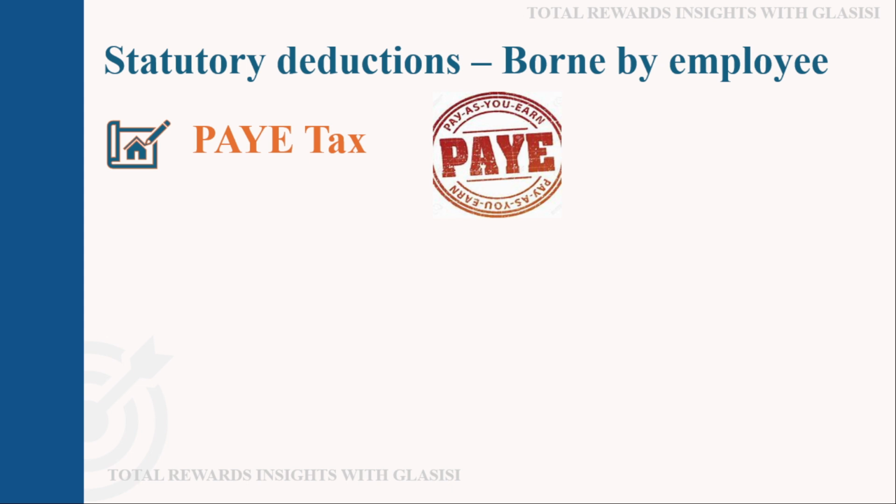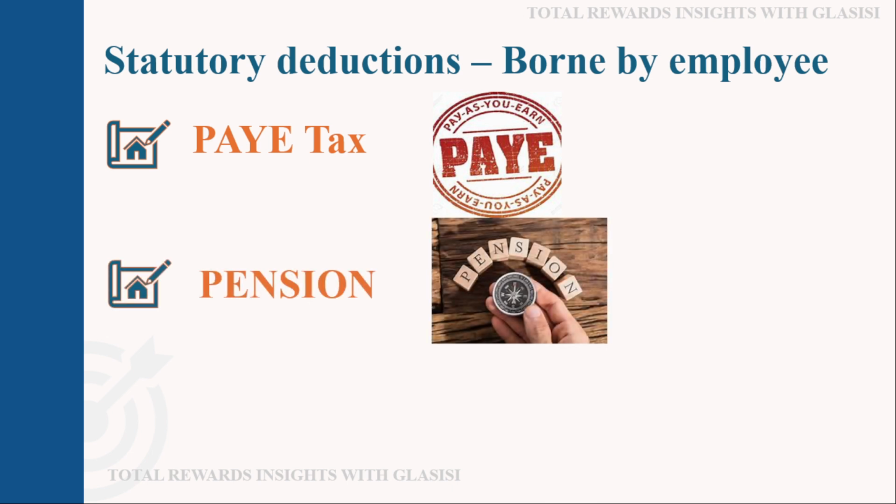PAYE is deducted from the employee salary and remitted to the State Internal Revenue Service of the employee's location, where the employee resides. And this deduction should be remitted within 10 days following the month the employee was paid. The second deduction from the employee salary is pension. Yes, pension. Pension is a statutory deduction, and the employer also pays part on behalf of the employee. This is also backed by the Pension Reform Act.